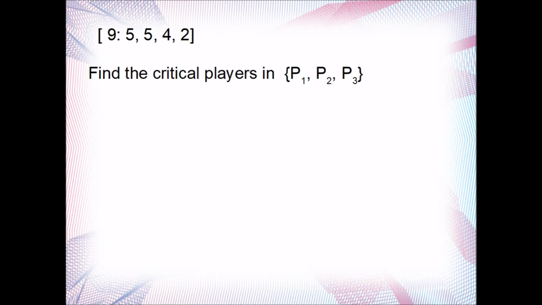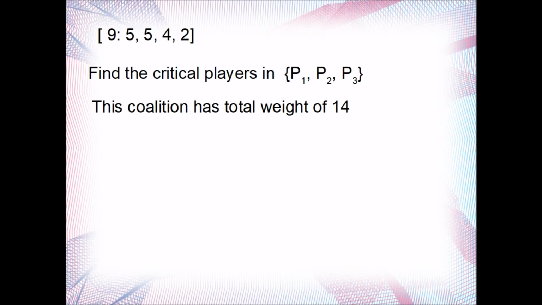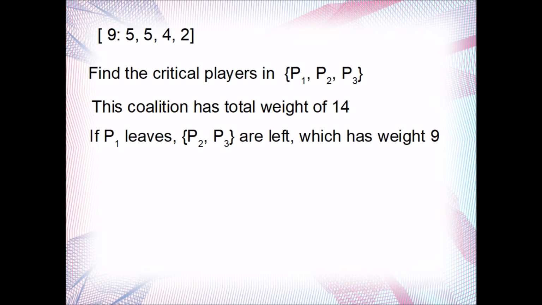Here's my next example. This is a different weighted voting system for variety. So once again, we're going to look at the coalition of player 1, player 2, and player 3. This coalition has total weight 14, which is bigger than 9, so that's the winning coalition, so we can proceed on. Player 1 leaves, we are left with player 2 and player 3, which has weight 9, which is enough to win. So that means that player 1 is not critical because player 2 and player 3 can win together.